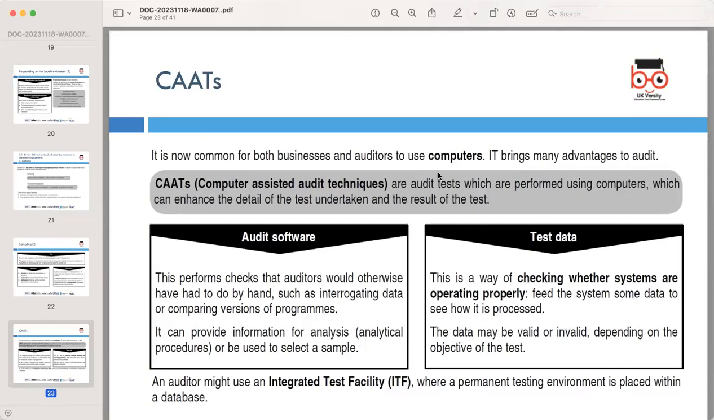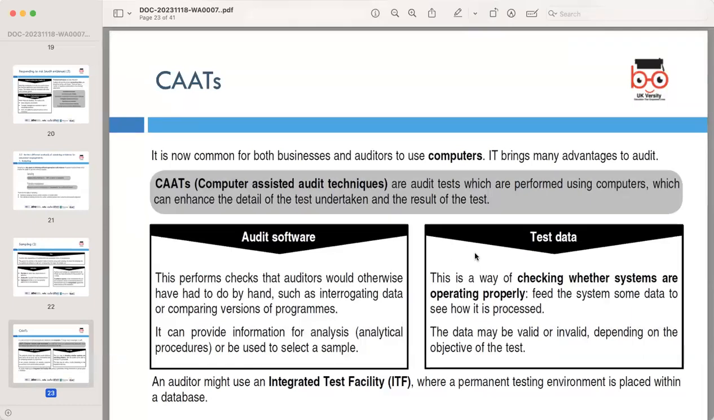We mean computer assisted audit techniques. These are basically tests that auditors do, but with the help of computers, because computers can do some tasks better and faster than humans, making the audit process more detailed and the results more reliable. So there are two kinds: audit software and test data. Audit software is like a special program that helps auditors do their checks using a computer. It's like having a digital helper.